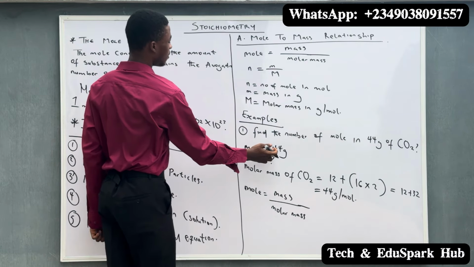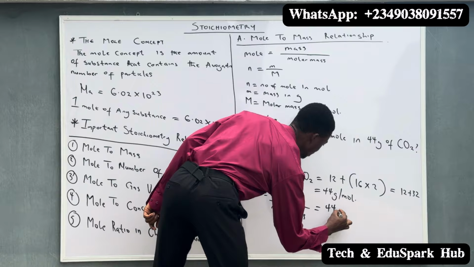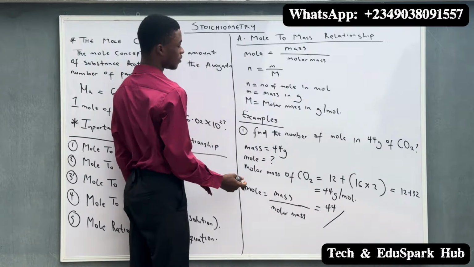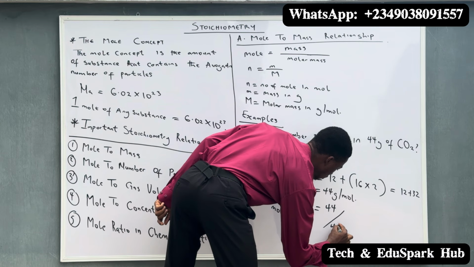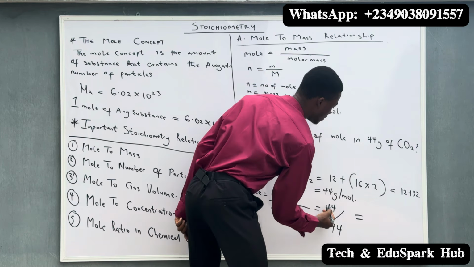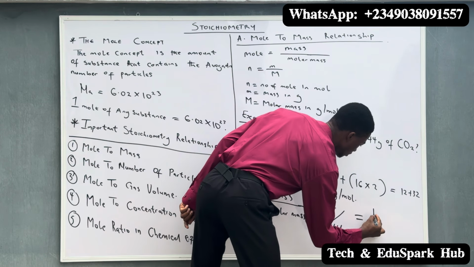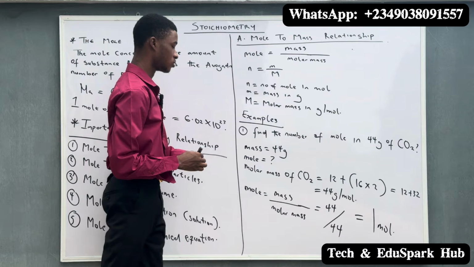And we have been given our mass to be 44 grams. So we have 44 grams divided by, what is our molar mass? Our molar mass that we calculated is 44 grams per mole. So in this kind of question, 44 divided by 44 will give us 1. So 1 mole is our final answer to this kind of question.